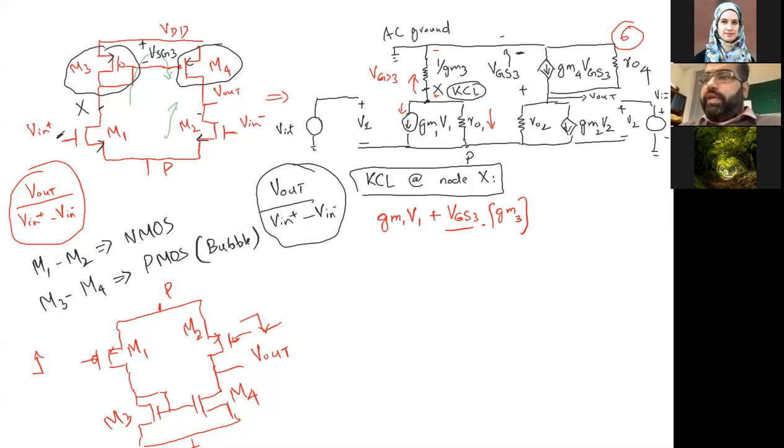Okay, that's also a leaving current. So we can see all the currents are leaving the point X. If this is the point X, the current gm1 V1, the current from 1 over gm3, and the current from ro1, all of them are leaving this point. So we can write this current, which is moving from this point, also as a leaving current.